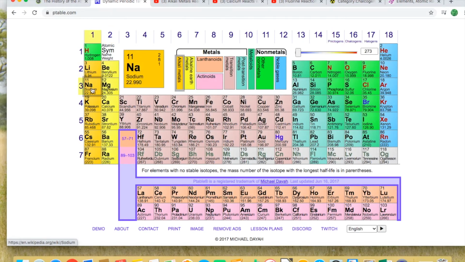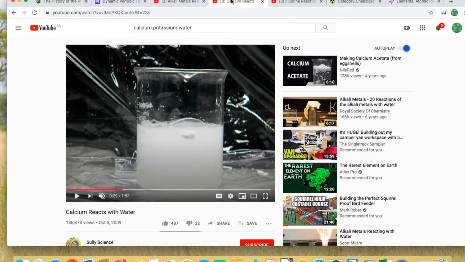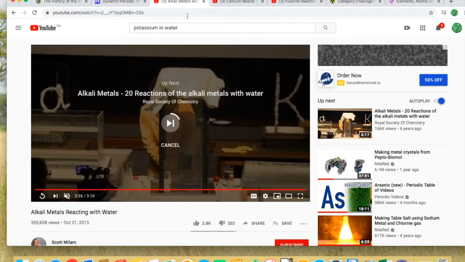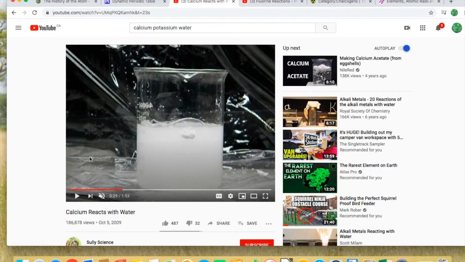Each of them has one more proton and therefore one more electron than its neighboring alkali metal. And you find that whereas in the reaction here, where we added potassium to water, there was an explosion, calcium right next to it, if we add that to water, yes, it reacts powerfully, but no beaker is being blown up here.